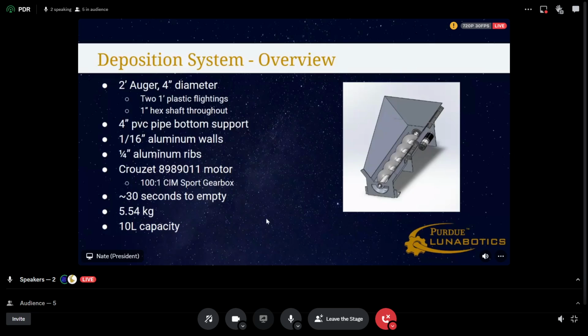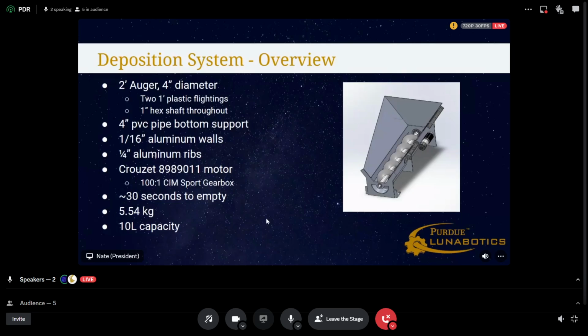And then the big walls of the bin are just made from 1/16 of an inch aluminum sheet metal, and the actual structure of the system is comprised of 1/4-inch aluminum plate, which are these ribs that you can see on the front, middle, and back. These are then connected in a way that I'll describe later.